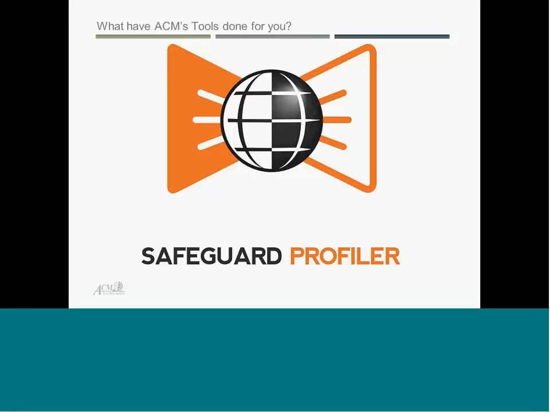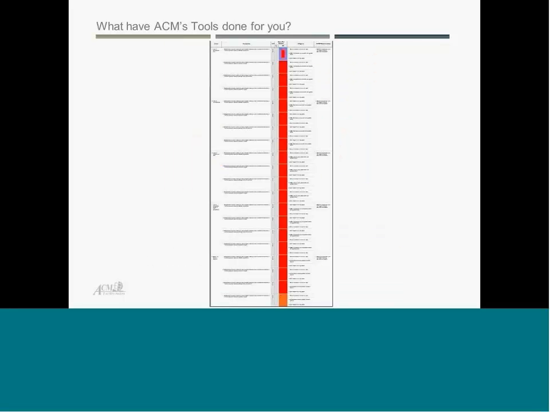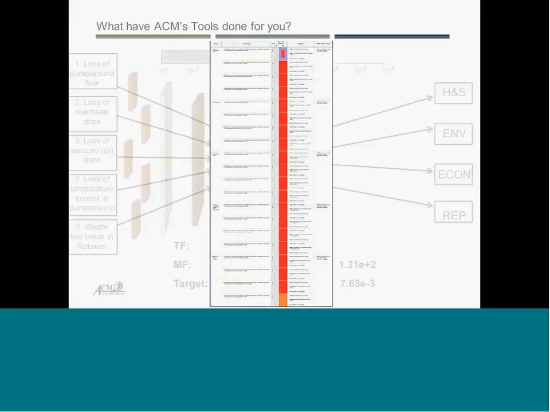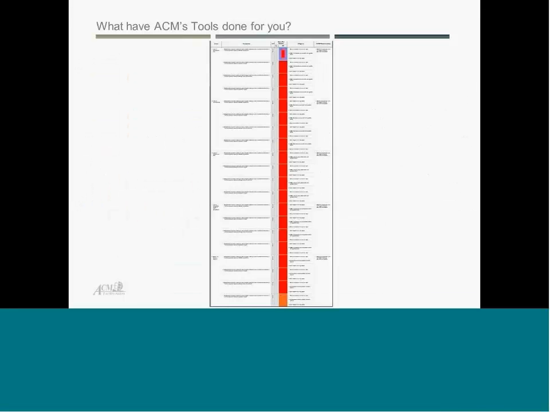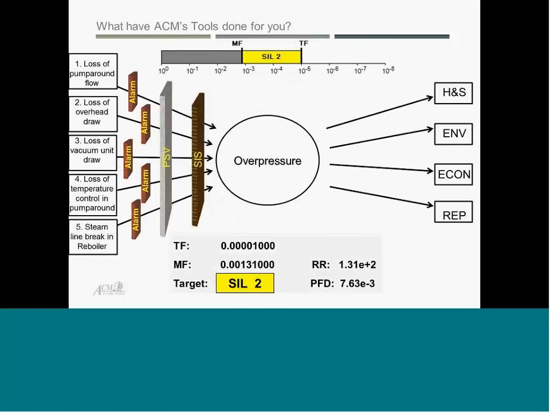So what has SafeGuard Profiler done for you so far? We took this HAZOP data. There were a total of 20 consequences, and we put it into a single bow tie. All the same data from this sheet is over here. In fact, you could fit about 24 pages of HAZOP information onto a single bow tie, so there's pretty considerable visual compression, as it's called.